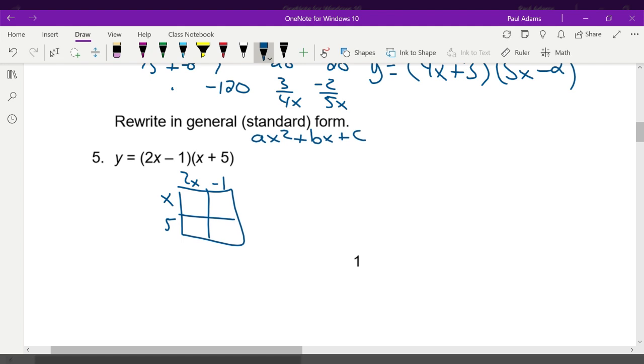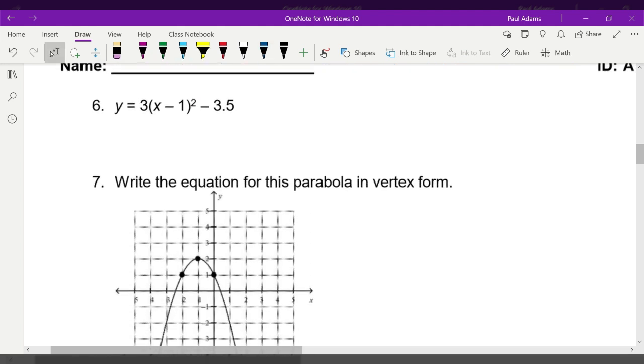So let's multiply. X times 2x is 2x squared. X times -1 is -x. 5 times 2x is 10x. 5 times -1 is -5. Our like terms are -x and 10x, which is 9x. So this is going to be 2x squared plus 9x minus 5. But of course, y equals in front. All right. Okay, next page.